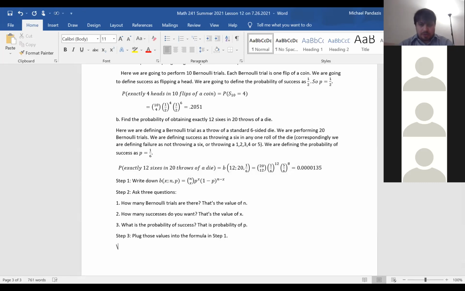Power of mathematical notation. So that's part B. Okay, so let's look at an example. Example 4.8.